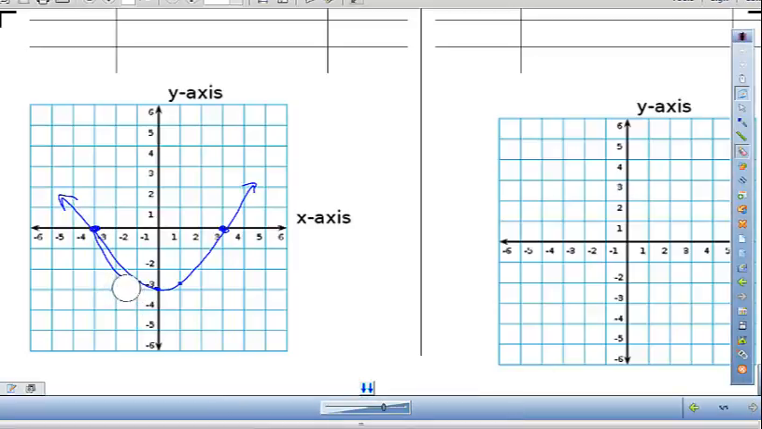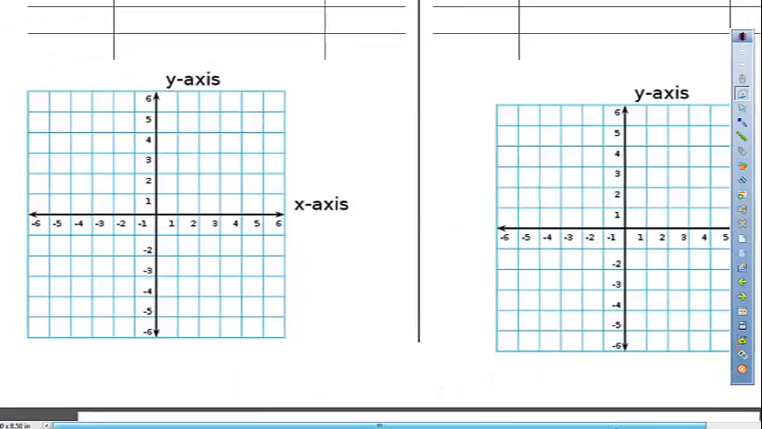Okay, like I said, we'll talk about some more sophisticated ways to graph these equations, but for now, this is one way we can do it, just by plotting points and then going back and connecting the points. Okay, questions about that? All right, excellent.